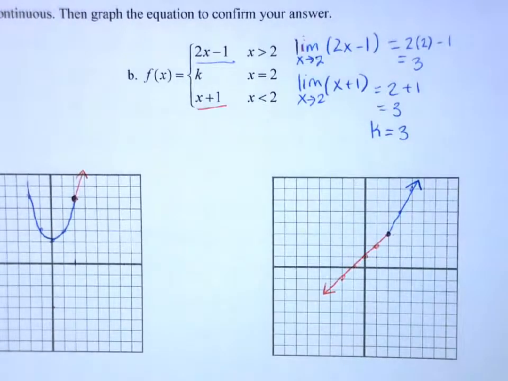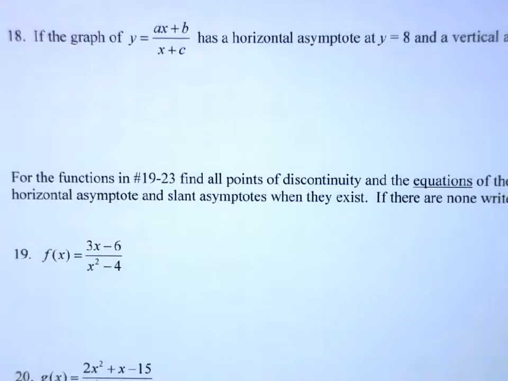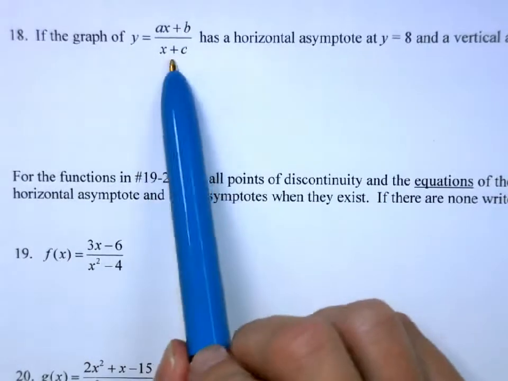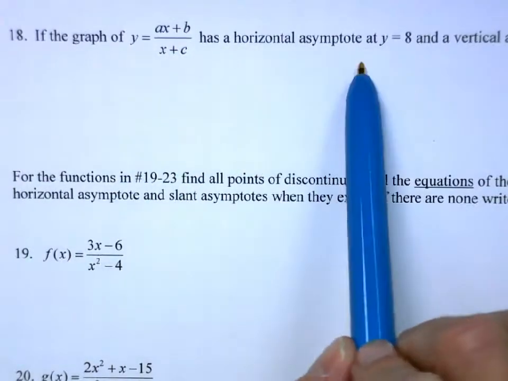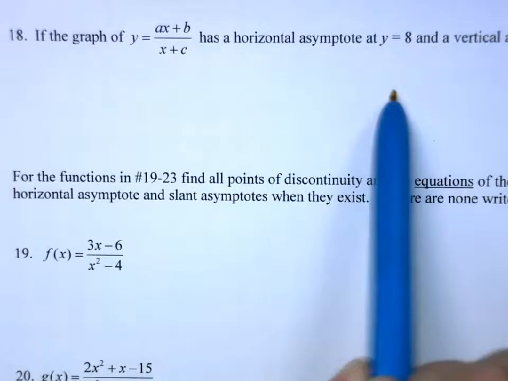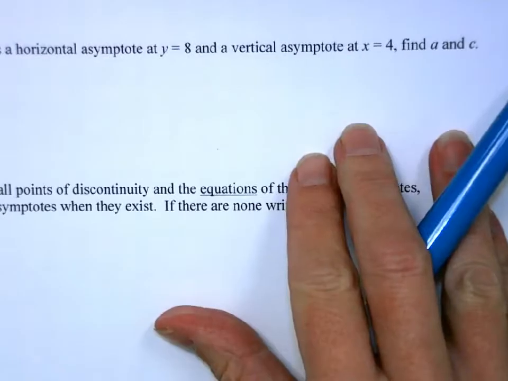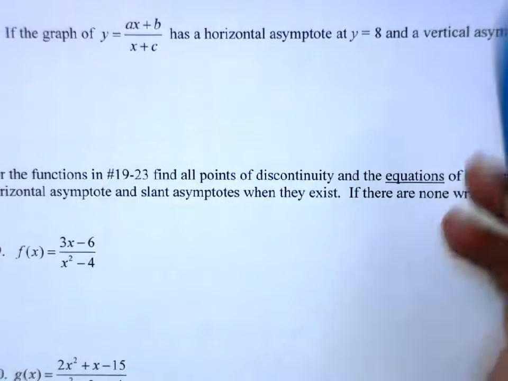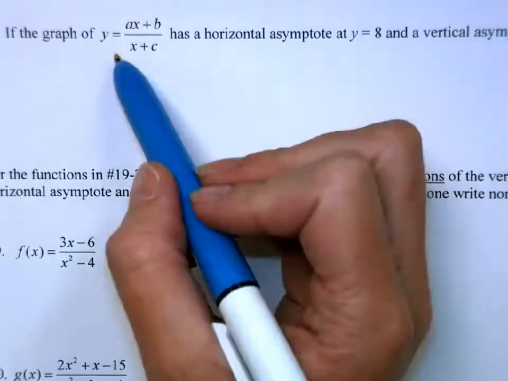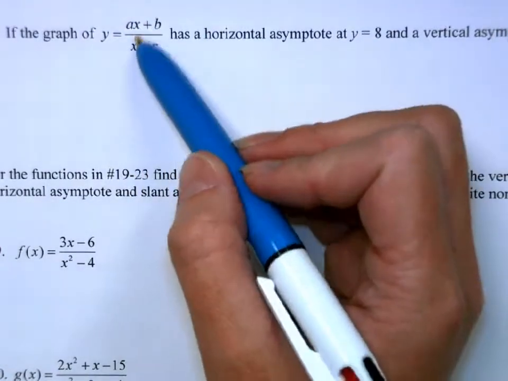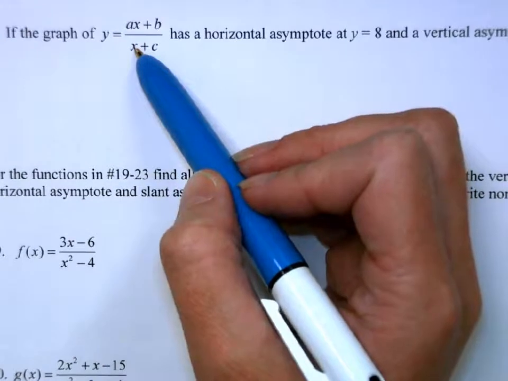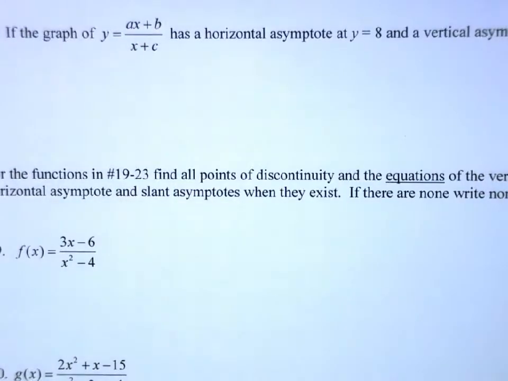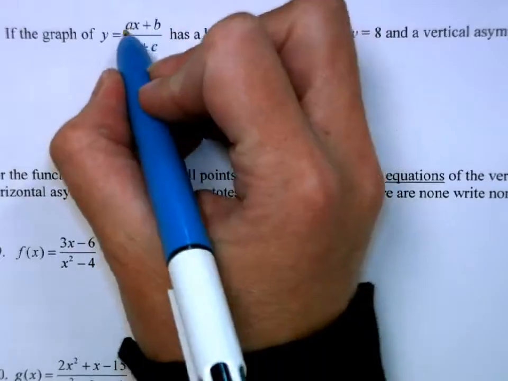If the graph of ax plus b over x minus c has a horizontal asymptote at y equals 8 and a vertical asymptote at x equals 4, find a and c. Okay, horizontal is going to be the limit as this goes to infinity. Well, these have the same degree, x over x, so our horizontal asymptote is at 8, which means our a needs to be 8, so the ratio of the leading coefficients is 8.